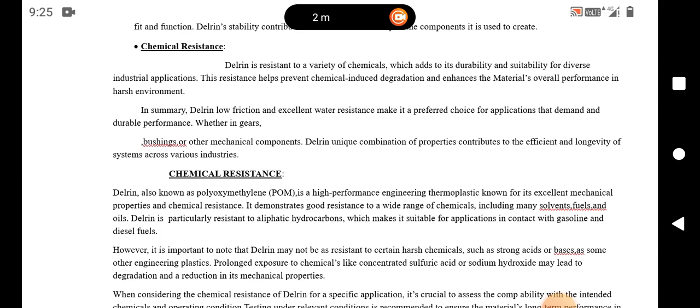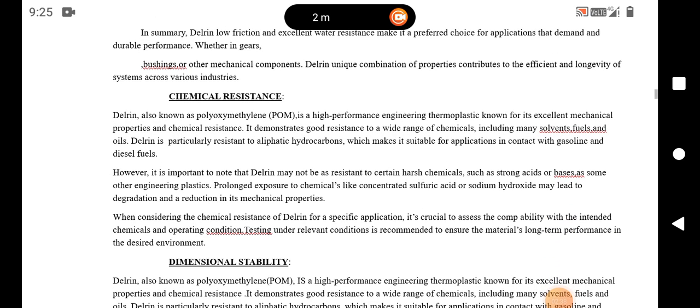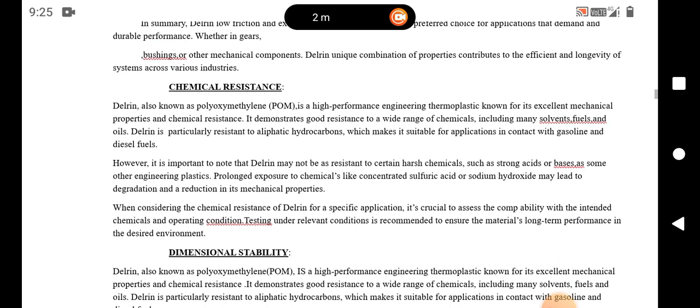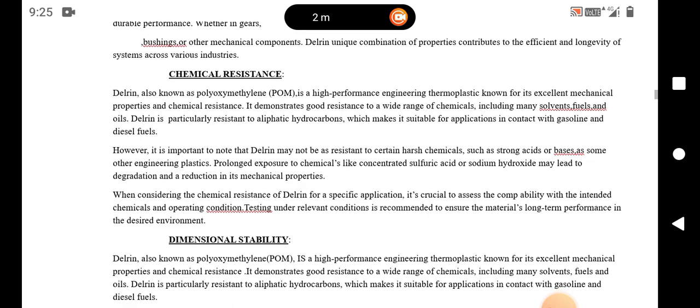Chemical resistance: Delrin, also known as polyoxymethylene, is a high performance engineering thermoplastic known for its excellent mechanical properties and chemical resistance. However, it is important to note that Delrin may not be resistant to certain harsh chemicals, and degradation may cause a reduction in mechanical properties.